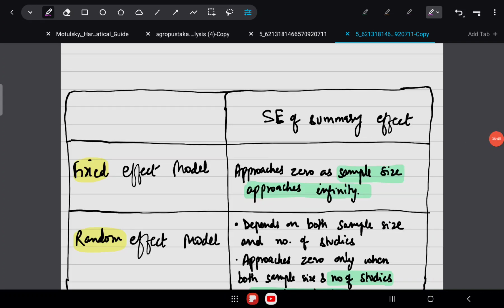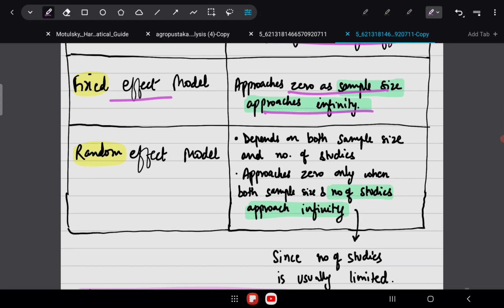So I've written the same thing here. The standard error of the summary effect approaches 0 in case of fixed effect modeling as the sample size approaches infinity. But for random effect modeling, the standard error of the summary effect will depend not only on the sample size of the individual study but also on the number of studies. This is very important, and this also constitutes a problem.